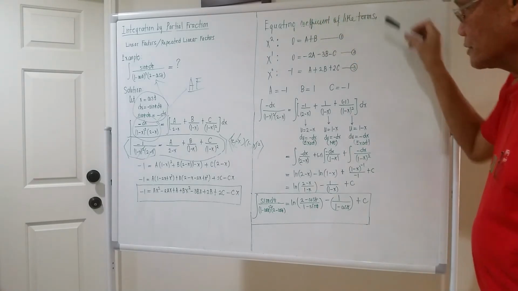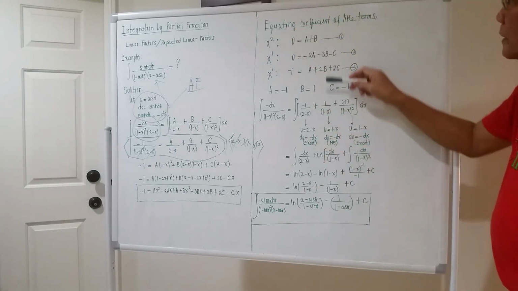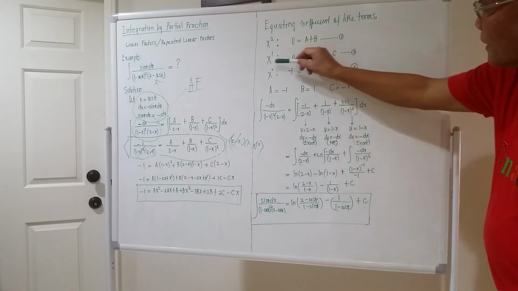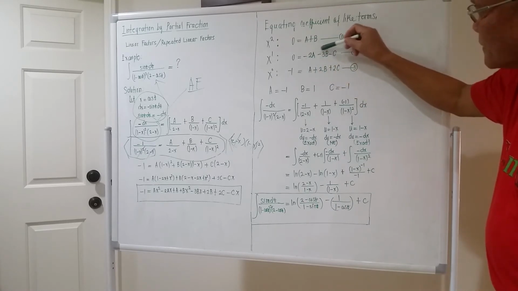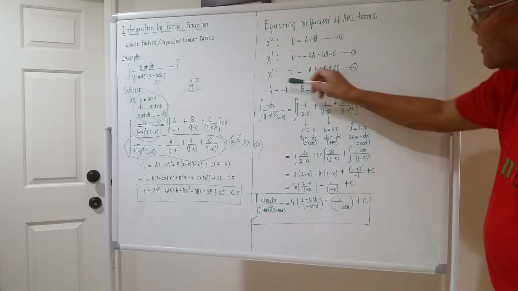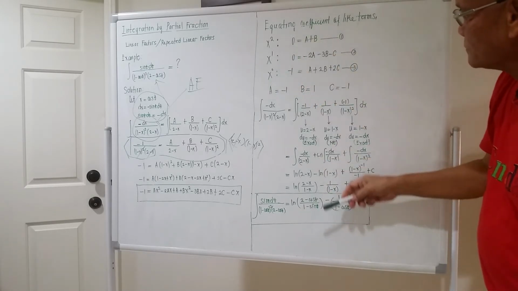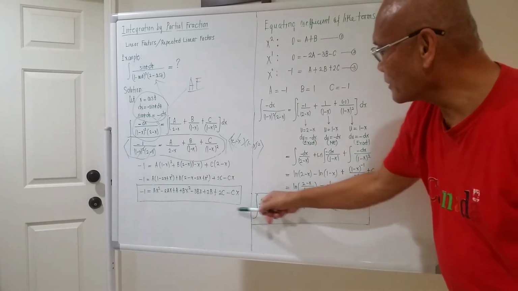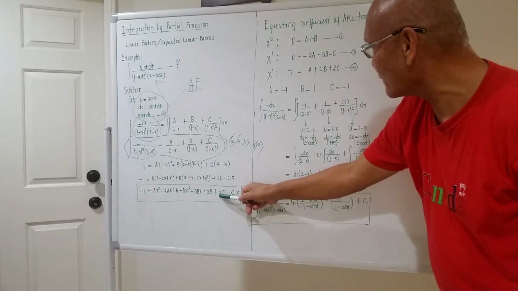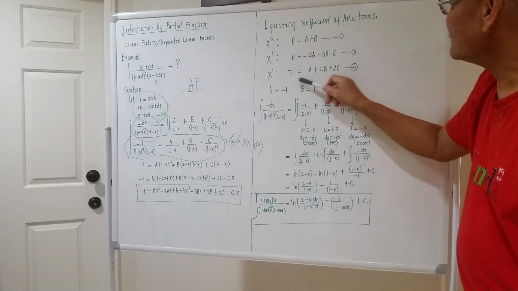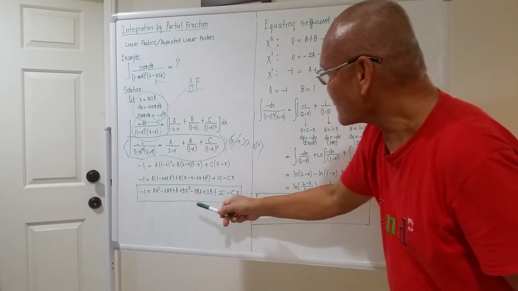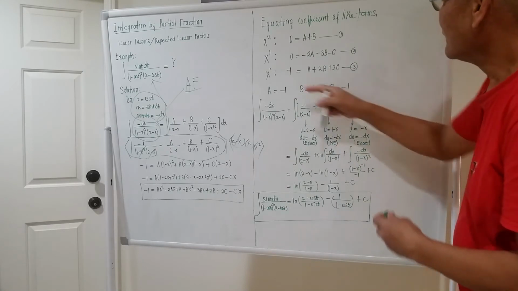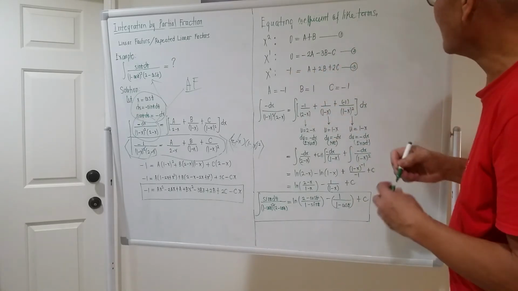Equating coefficients of like terms for x squared, 0 will be equal to a plus b. For x to the first, 0 will be minus 2a minus 3b minus c, equation number 2. For x to the 0 power, or the pure constant, negative 1. Pure constant is all the terms without an x, so it will be a plus 2b plus 2c. Negative 1 will be a plus 2b plus 2c.